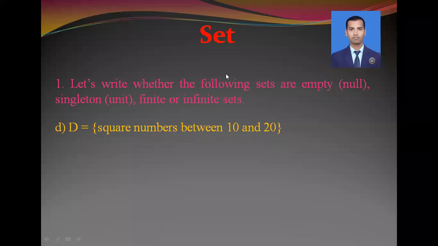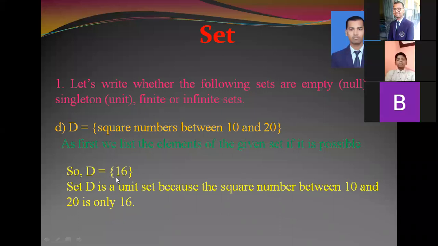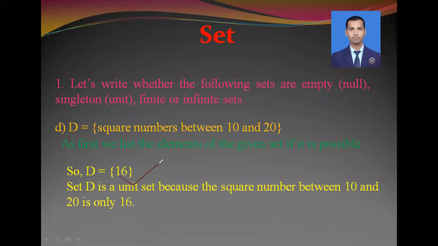So absolutely there is only one element. At first we list the element, so here D is equal to 16, because there is only one element between 10 and 20 which is a square number. So 16 is the only number that is a square number. That's why we list 16.